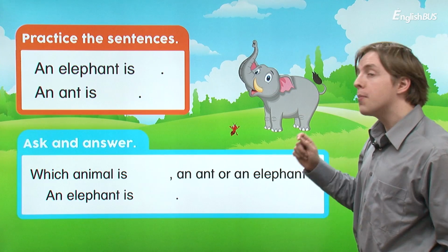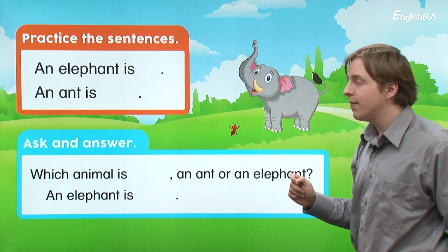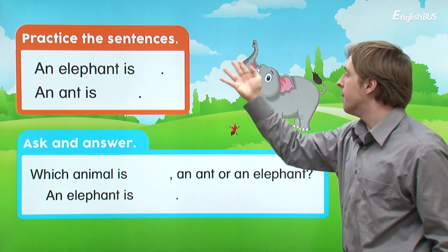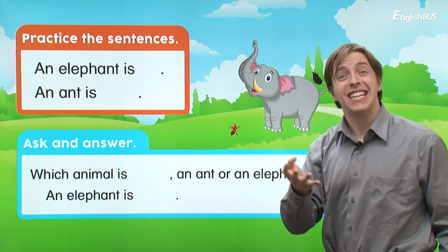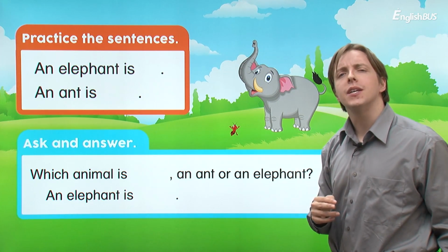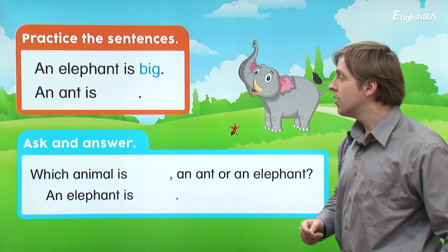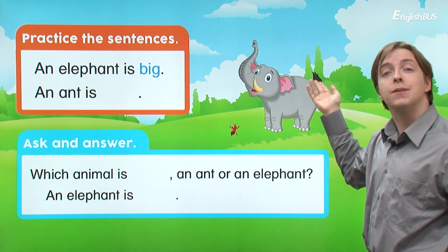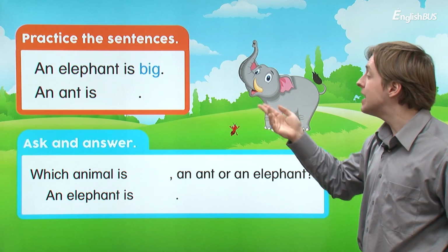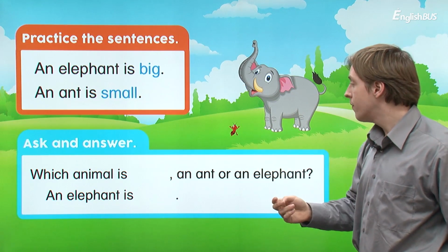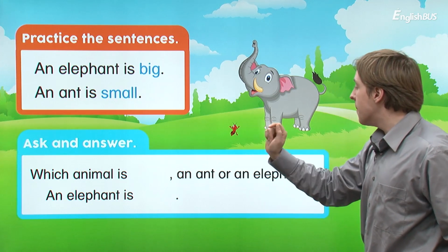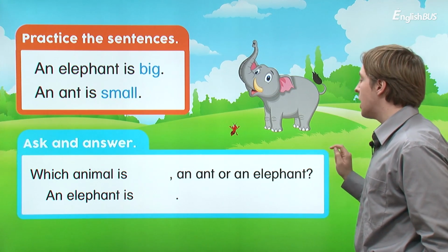So, let's practice the sentences together. An elephant is, well, an elephant is a lot of things, but for our purposes it will be best to say an elephant is big. So, while an elephant is big, an ant is small. Which animal is an ant or an elephant?